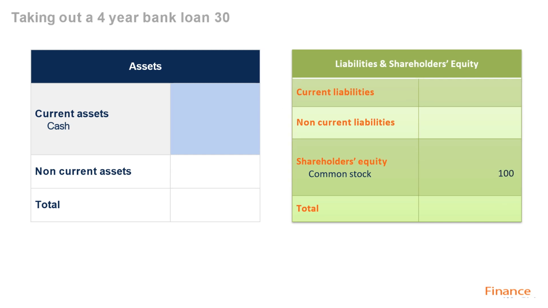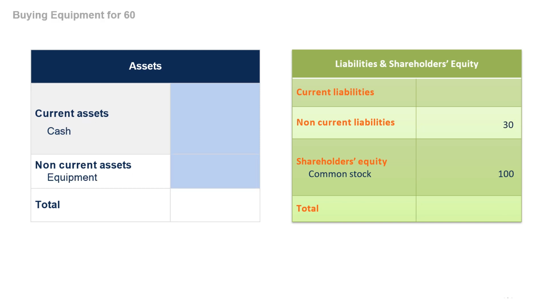How about taking out a 4-year bank loan of 30? What this means is that we have a non-current liability, which is the 4-year bank loan, which will increase by 30, and at the same time we are receiving cash, which increases our cash, which is a current asset, by 30 to 130, and we still have our balance sheet balancing at 130 for both the asset side and liabilities and shareholders' equity side.